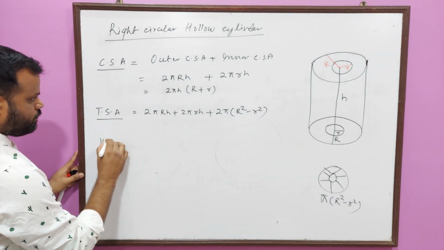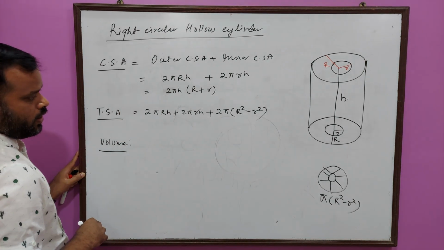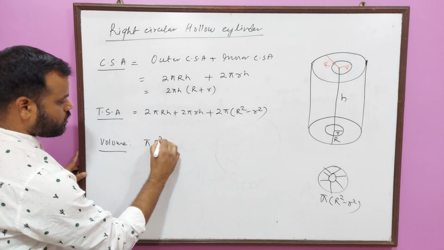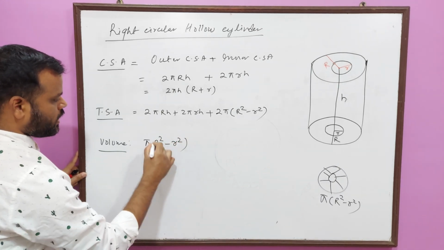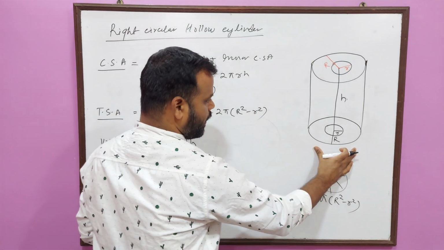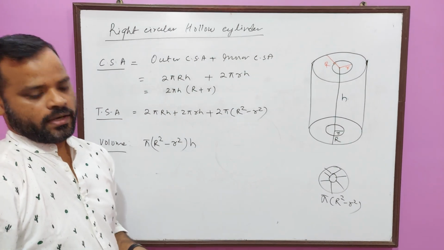Then volume of a right circular hollow cylinder. So volume will be pi into capital R square minus small r square, whole into h, means area of base into height. So area of base is this, into height.